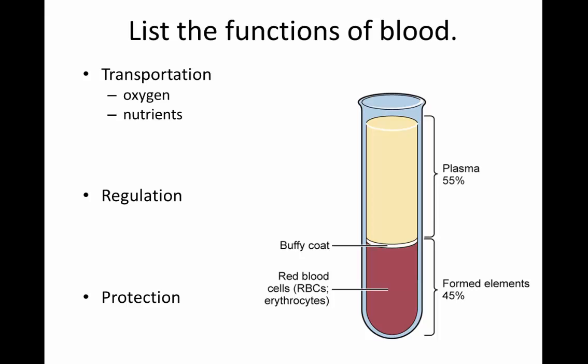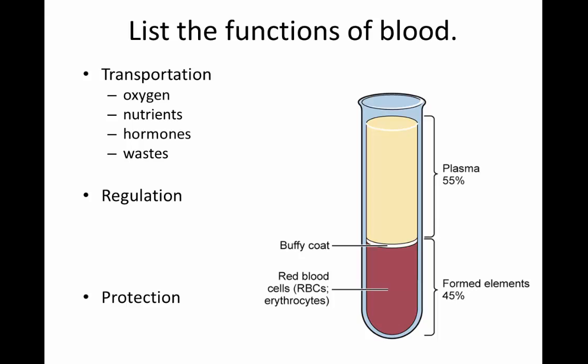Nutrients are being transported. In order to make energy, we learned that we need oxygen, but we also require glucose. Glucose is an example of nutrients that are transported around the body. Hormones. The endocrine system we just learned about in the last unit. All those hormones are transported via the blood to all the different parts of the body that they will affect.